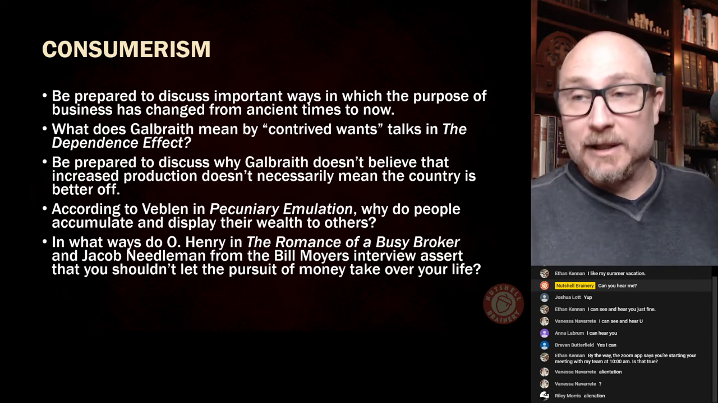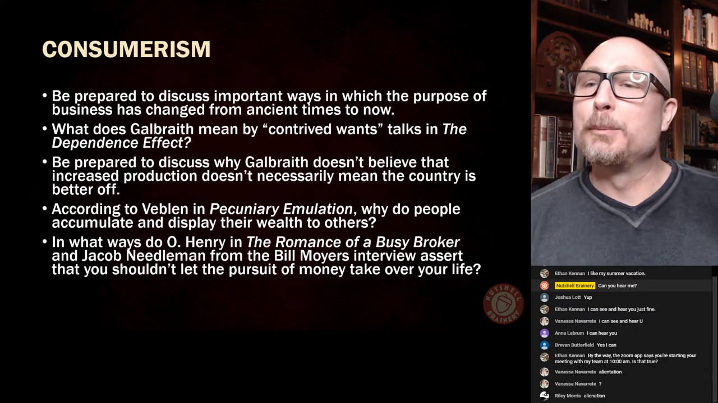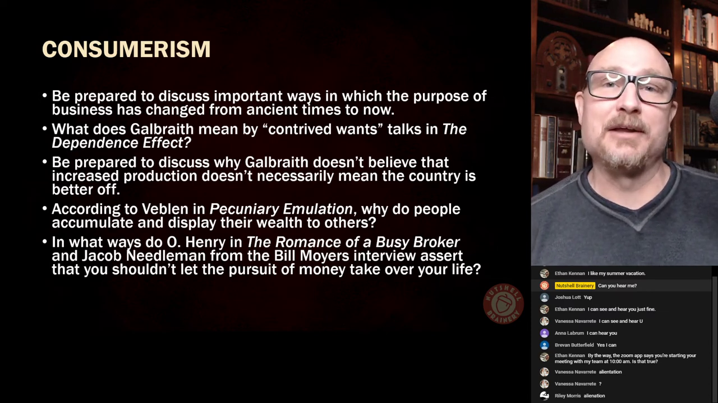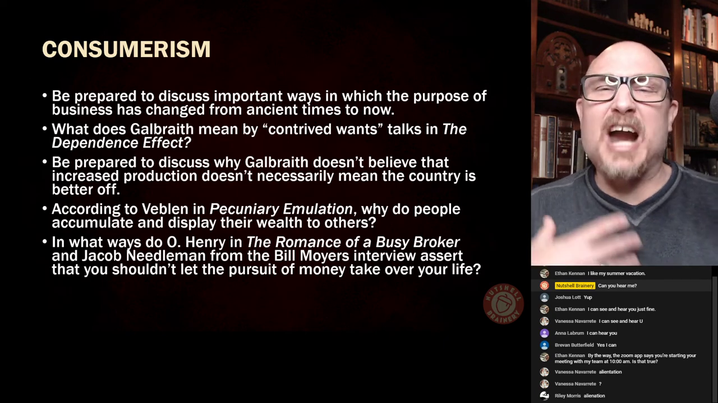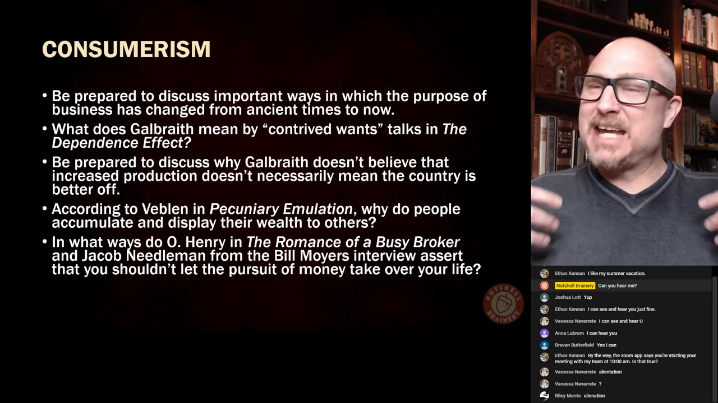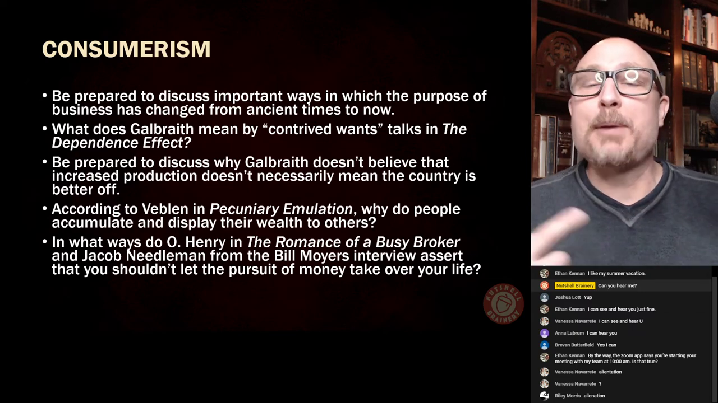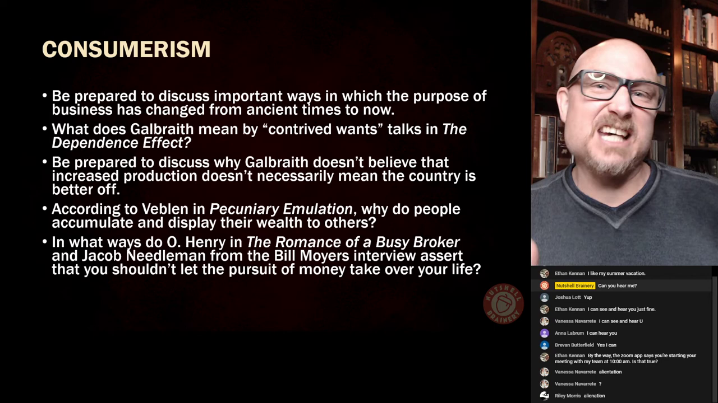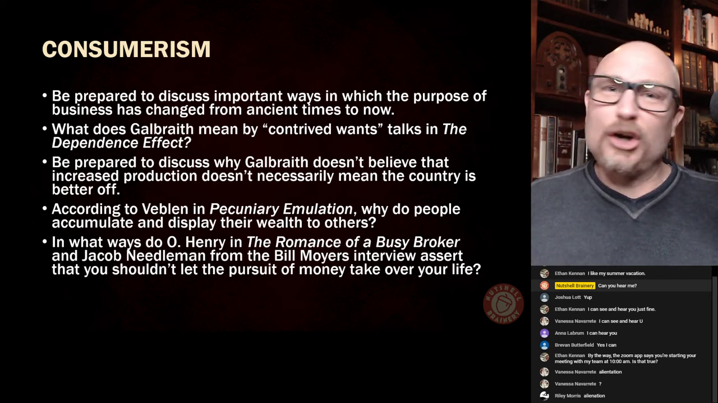According to Veblen in Pecuniary Emulation, why do people accumulate and display their wealth to others? Well, we want to show off. Remember, our wealth makes us look successful. And if we look successful, people will infer that we must be intelligent or cagey or clever or just hardworking.